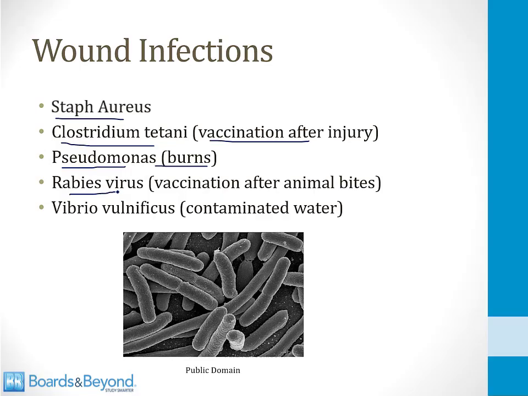Rabies virus can infect people and infect wounds in people who get bitten by animals. And for this reason, rabies vaccination is sometimes done after animal bites. And then finally, Vibrio vulnificus is a famous infector of wounds when wounds are exposed to contaminated water. And that concludes our video on wound healing and scar.